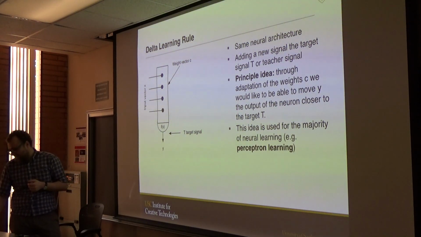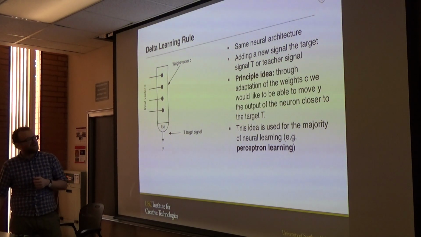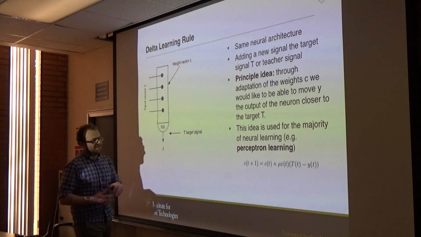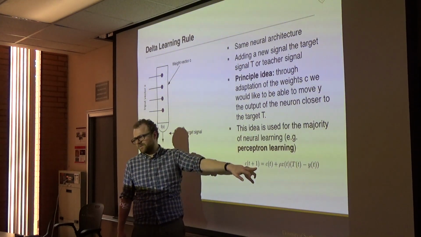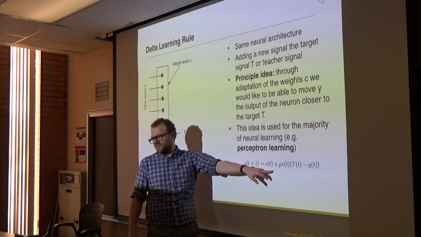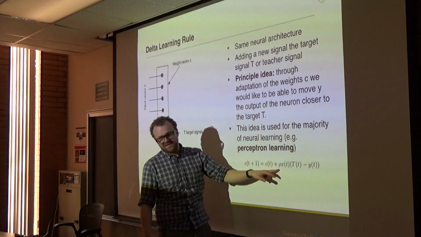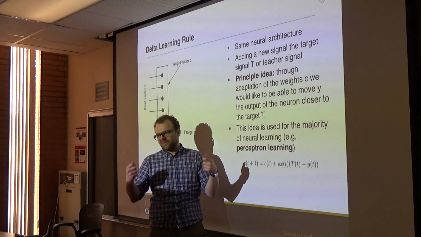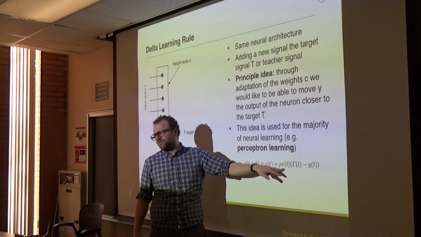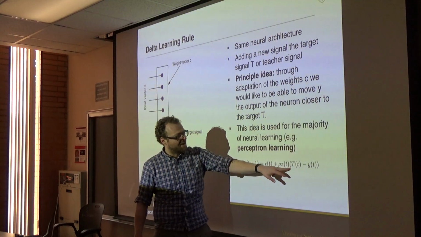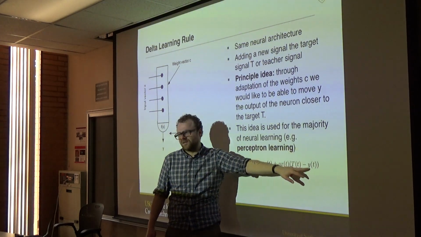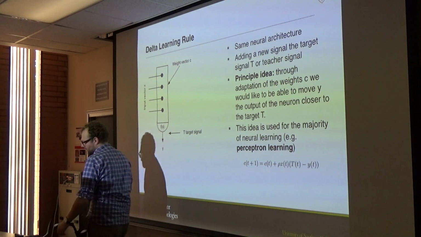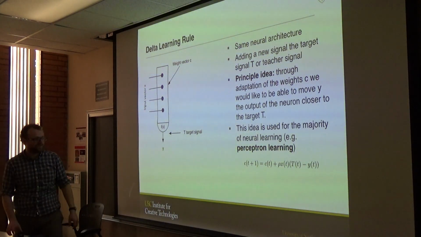The idea here is that the delta learning rule says your new weight, the c vector in the next time step, is equal to the old vector plus, in this case a rho, before it was an eta, like a learning rate. You move it toward the input x, and you only move it if you make a mistake between the target and the output. Okay.